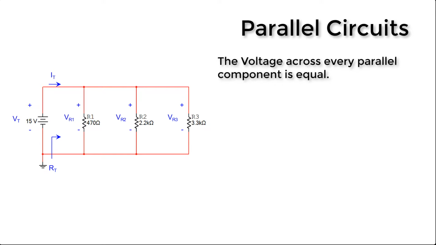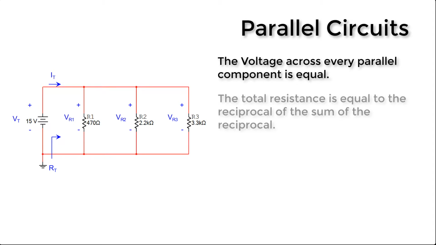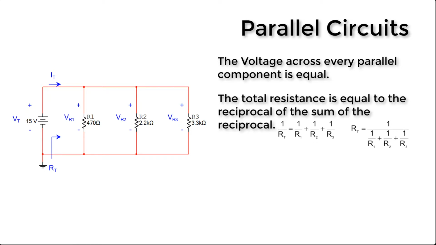Now let's look at a parallel circuit. The voltage in a parallel circuit is equal across every component. So if I start with 15 volts, every component will have 15 volts. This is where it gets a little tricky. The total resistance in a parallel circuit is equal to the reciprocal of the sum of the reciprocals. There are the equations. We'll do a sample later.